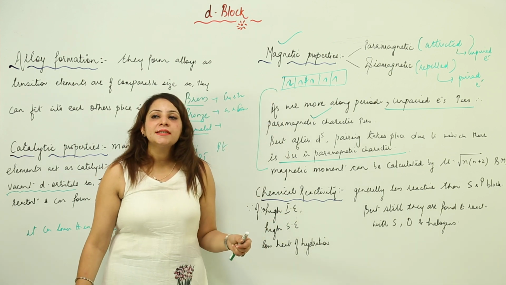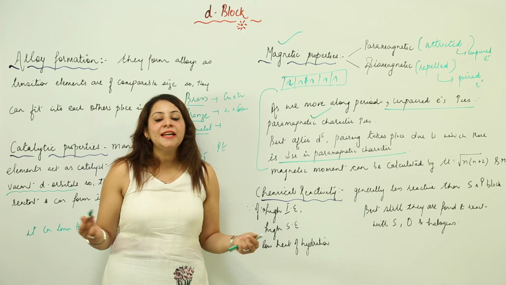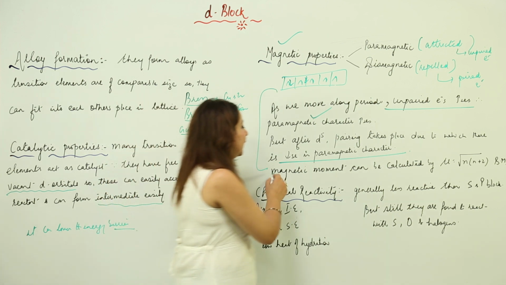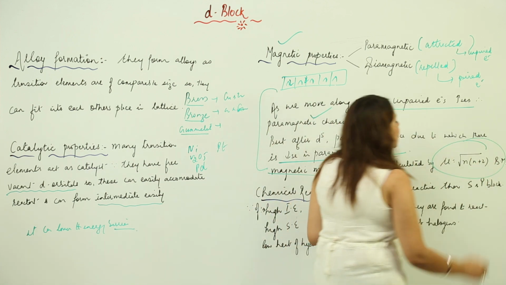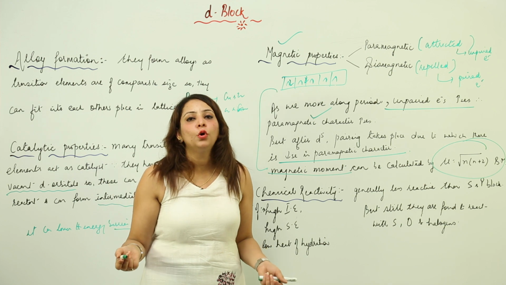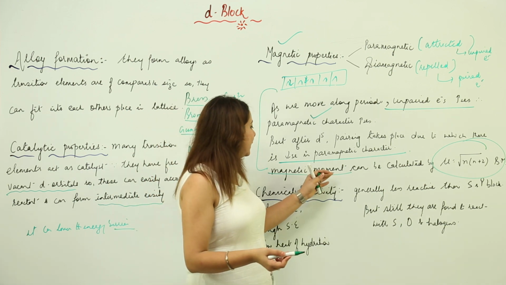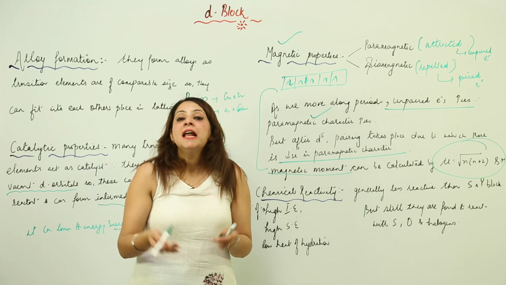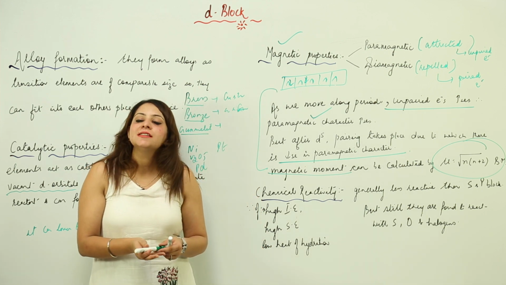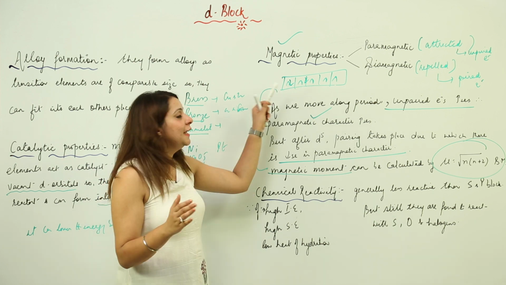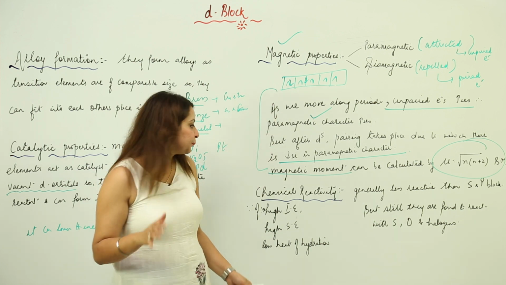So this is the magnetic behavior. And we can calculate the magnetic behavior by looking at the magnetic moment, using this formula: mu equals square root of n into n plus 2, in Bohr magneton. The greater the value of magnetic moment, the more paramagnetic character; the lesser the value of magnetic moment, the less paramagnetic character. So this is how you can account for the magnetic character for the d orbitals.